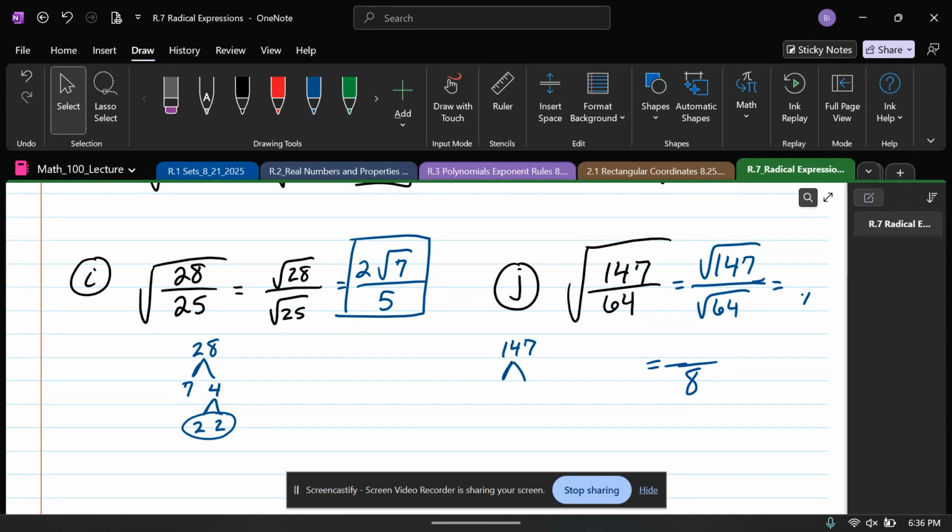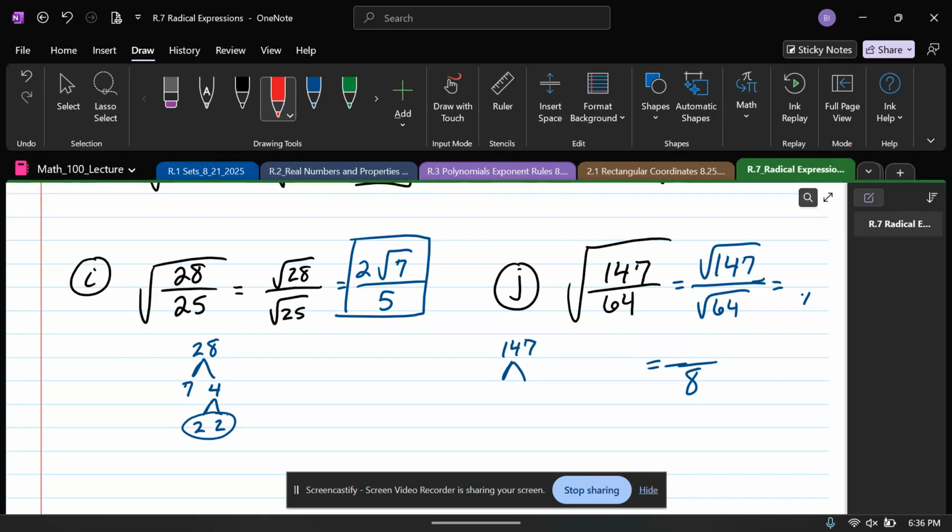But 147, let's start breaking that apart. Does anybody know the trick to know if a number is divisible by 3? Y'all know that little trick. Add up the digits. 1 plus 4 plus 7 would be 12. Since 12 is divisible by 3, 147 is divisible by 3. Same rule works for 9. If you add up the digits and that sum is divisible by 9, the number is divisible by 9. It's kind of a neat trick.